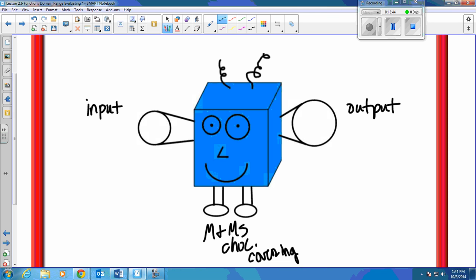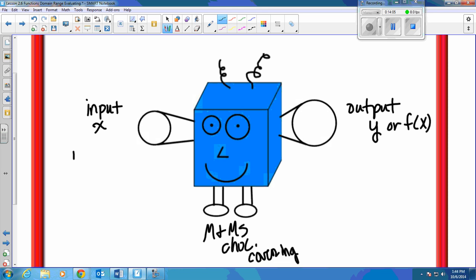Okay? So for every input, there is only one output. If I put a peanut in there, I cannot get a yogurt-covered peanut back out. It's a function. For each input, there is only one output, something covered in chocolate. We can look at these mathematically too, but for every input, there's one output. For every x, there's one y, or we call that f of x.